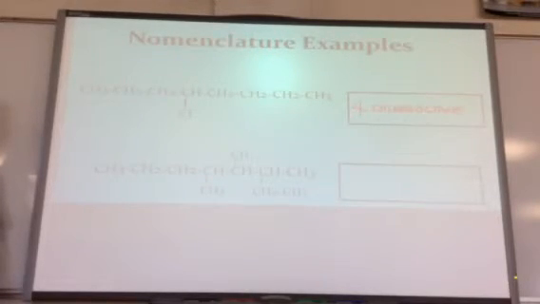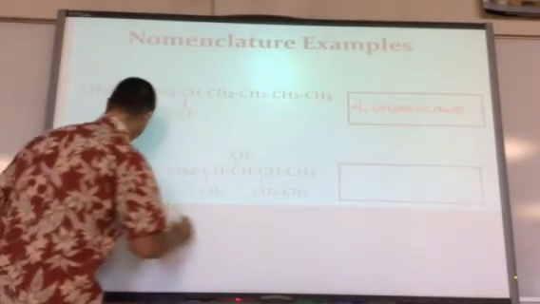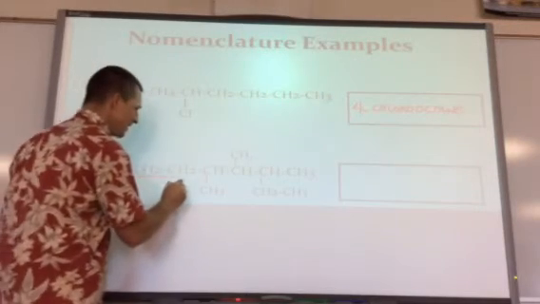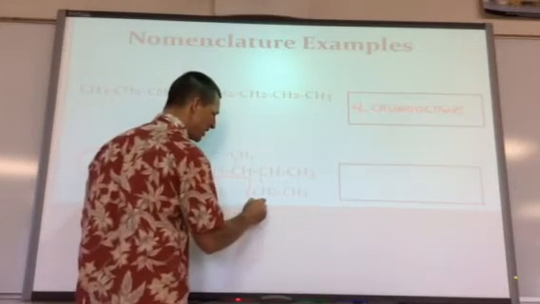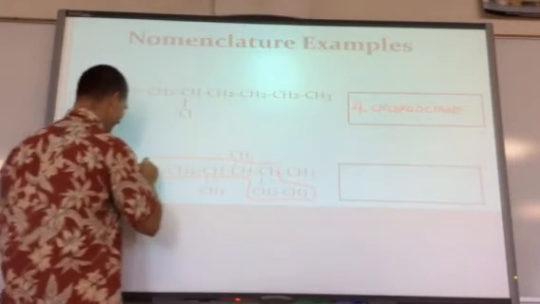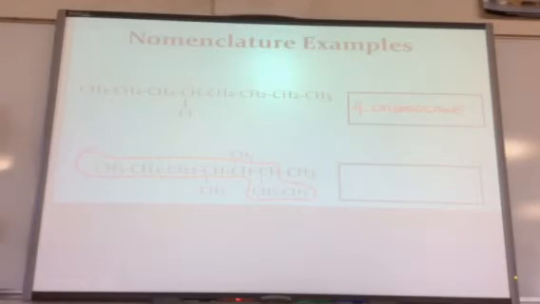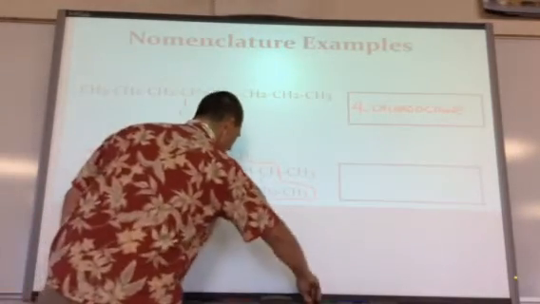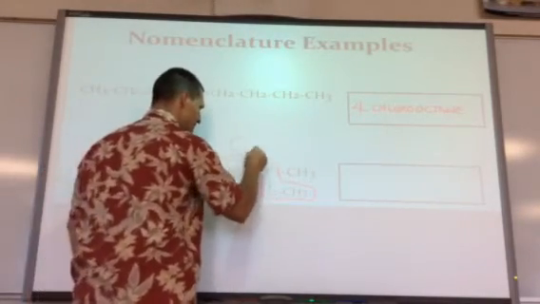What do you come up with for a parent? Anybody else get something other than 7? It's an octane. The parent is octane. So be careful with that, and I did that on purpose. Here's our parent. The longest continuous chain of carbons, Dalton, is right there. There it is. So that means that we have 3 functional groups.